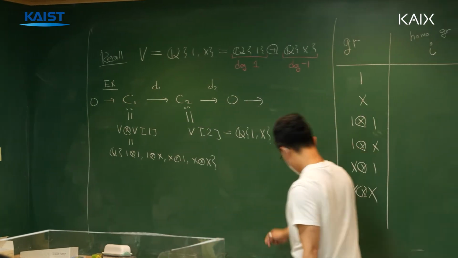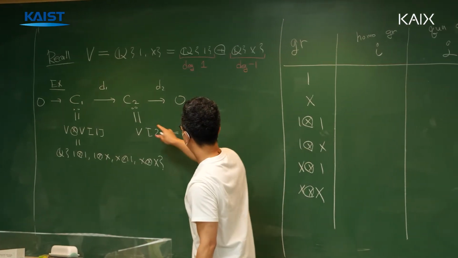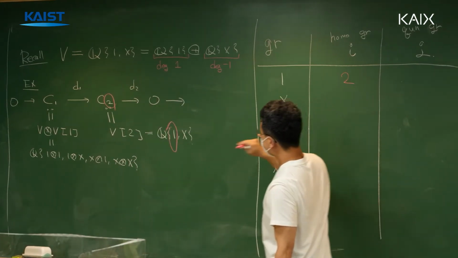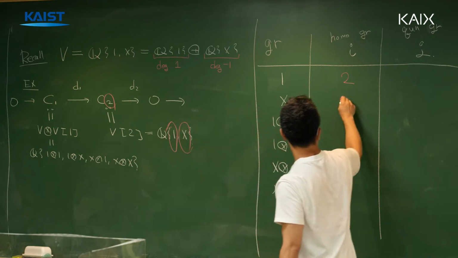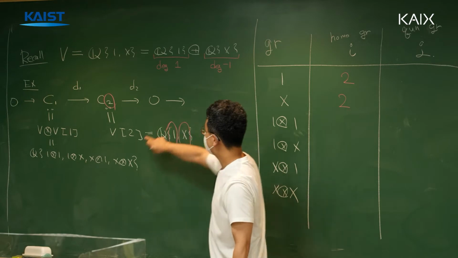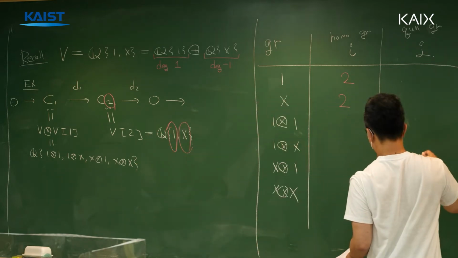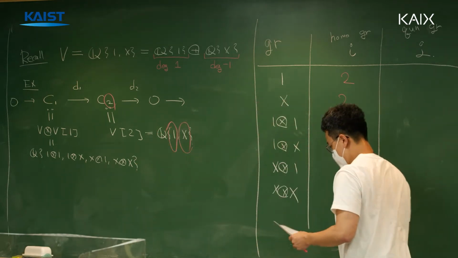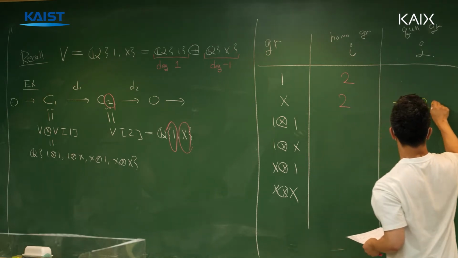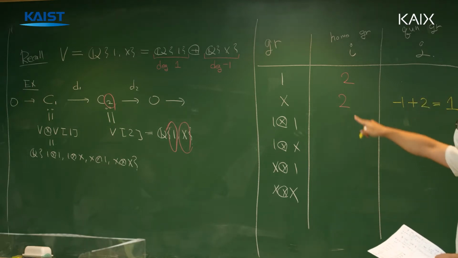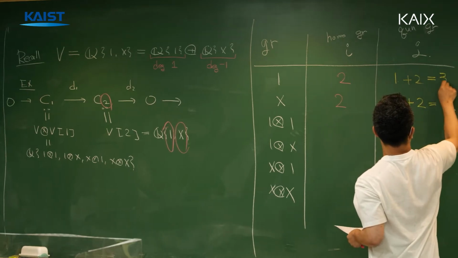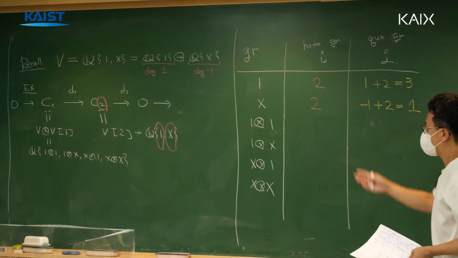So 1, which is here, has homological grading 2. X also has homological grading 2. But for the quantum grading, X usually has grading minus 1, but we shift it by 2. So let's write this as minus 1 plus 2, which is equal to 1. 1 usually has grading 1, but I'm going to shift it by 2. So this grading is 3. And you follow the same thing with the other guy too.